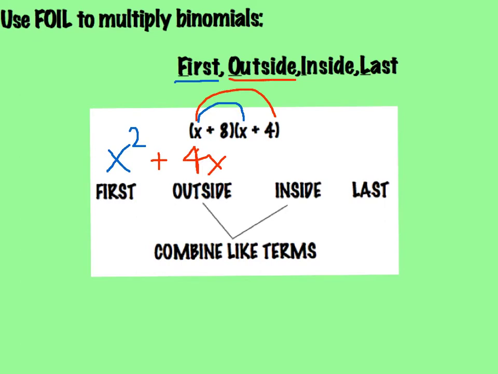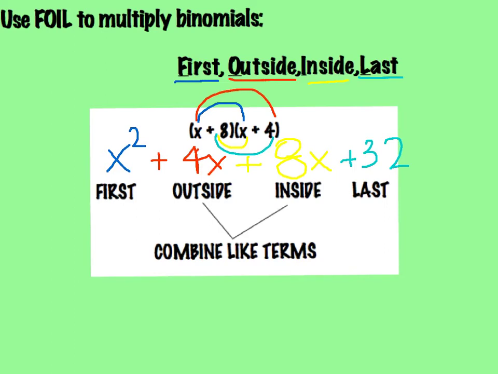Then I need to multiply next my inside terms. So my terms that are on the inside are 8 and x. So 8 times x is 8x. And then I need to multiply my last terms. So my two last terms are going to be 8 and 4. So 8 times 4 is 32. So that's how you multiply binomials.